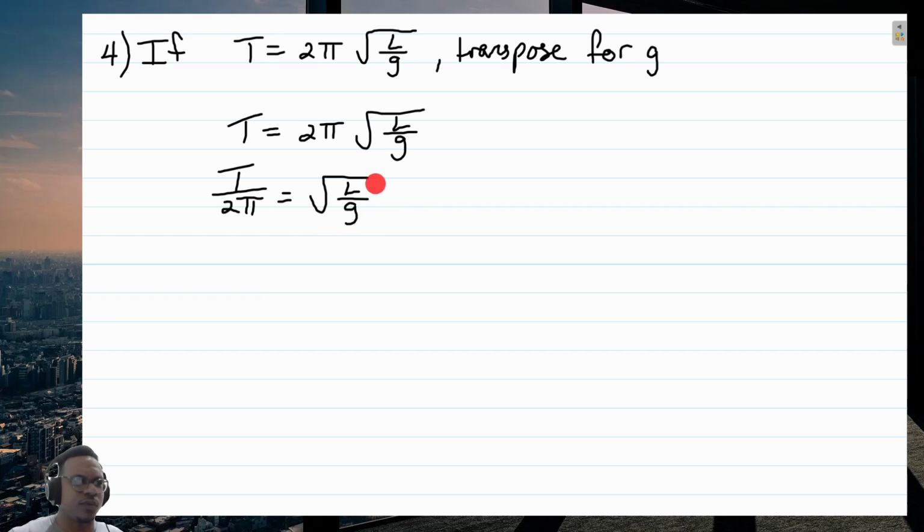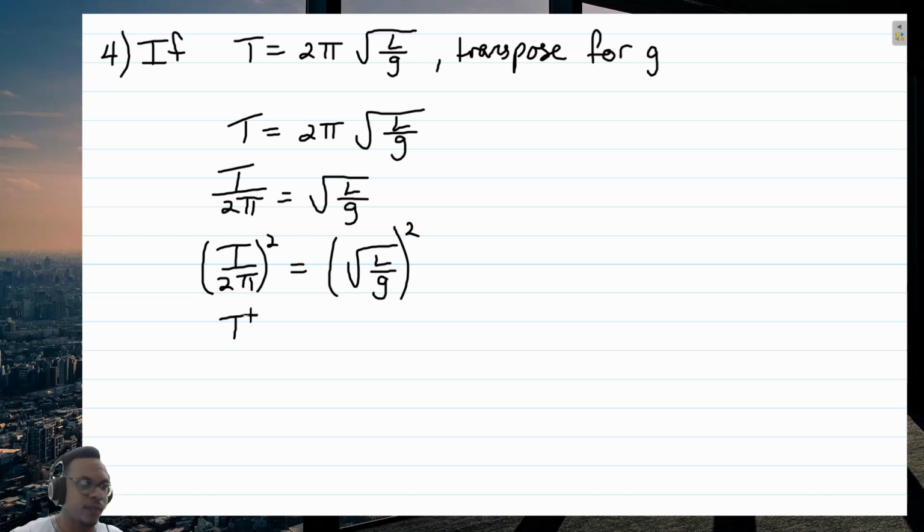Now that I have the square root of L over G on one side of the equal sign by itself, I would square both sides to get rid of the square root. The square root and the square would cancel out each other and you'll remain with L over G. And applying the laws of indices, we'll square the T, the 2, and the pi. So I'll get T squared over 2 squared pi squared is equal to L over G.